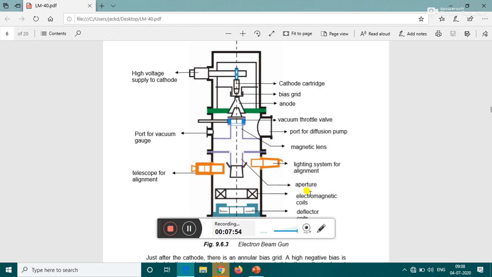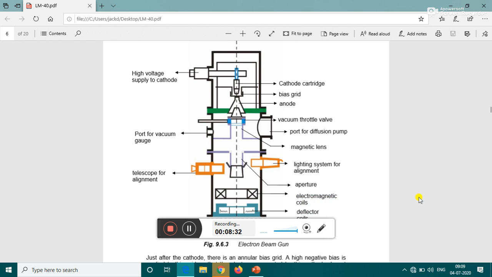Now after the aperture, you have electromagnetic coils. This is the electromagnetic coils. And why is it used? This focuses the electron on the workpiece. The electromagnetic coils actually focus the electron beam that is coming inside onto the workpiece.